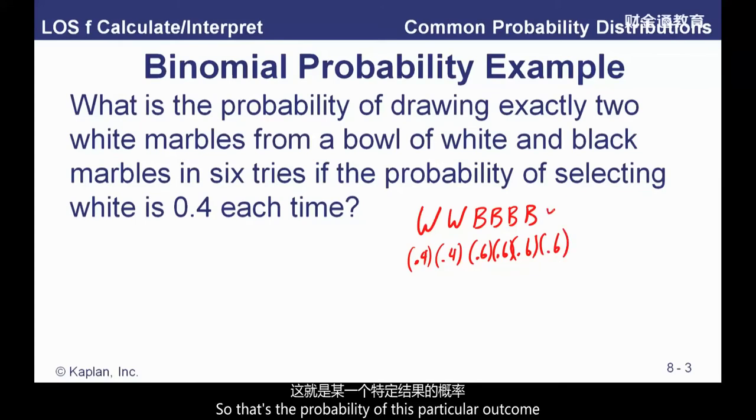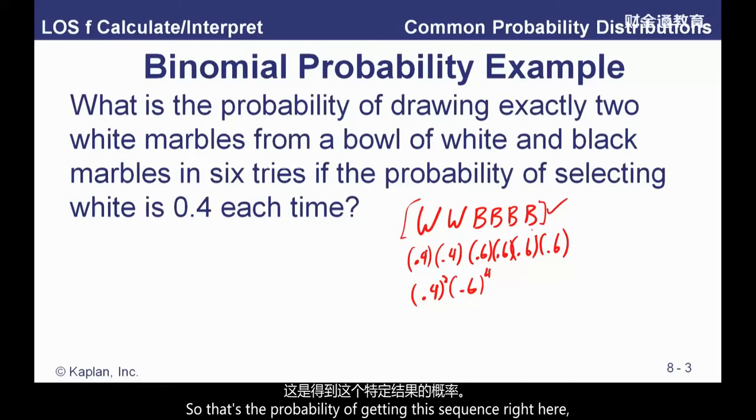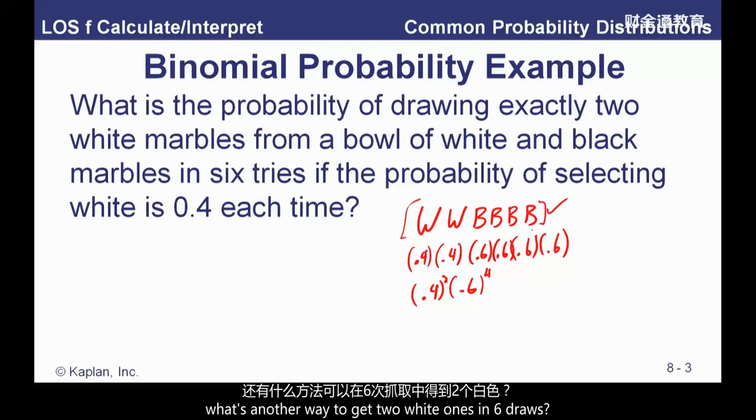So that's the probability of this particular outcome right here. Well, this is 0.4 squared, and this is 0.6 to the 4th power. So that's the probability of getting this sequence right here. Well, what's another way to get 2 white ones in 6 draws?